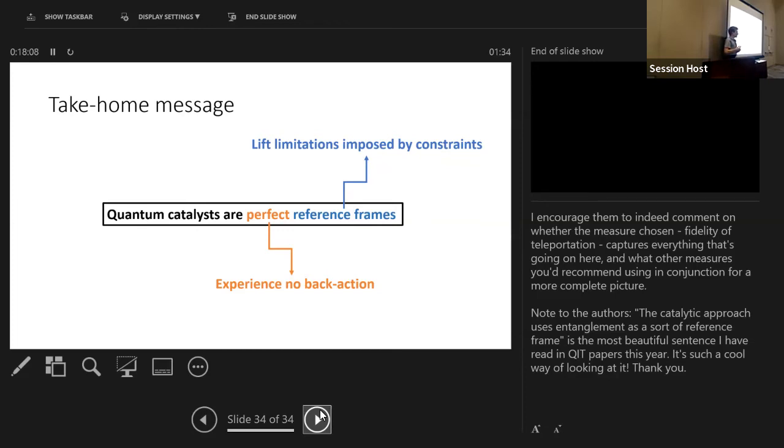So yes, I guess my question is somehow if you would at the very end use your catalyst also for teleportation itself, then the advantage would still be there. What do you mean? Can you say that maybe again? We should take it offline, but thanks again for the very nice talk. Thanks for the question.